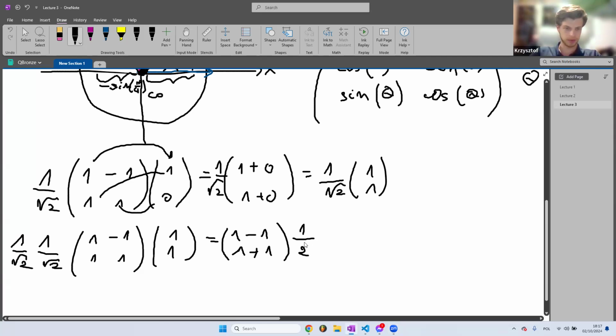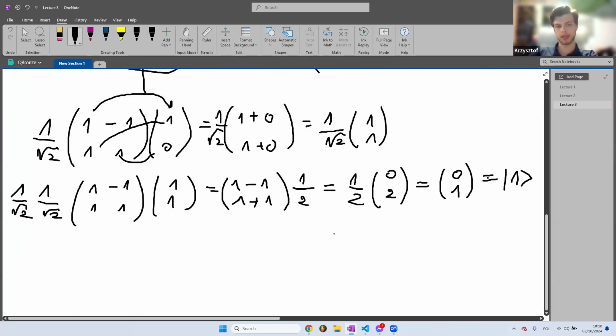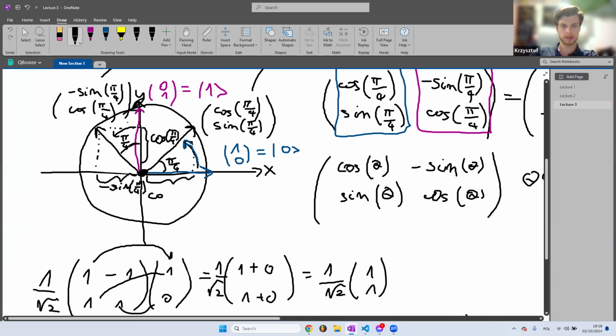So now we have 1 over 2 from the multiplication here, and now we have 1 over 2, 0, 2. And this gives us back the vector 0, 1, which is the state 1. So you can see manually that applying those matrices, we get the different states of the qubits.